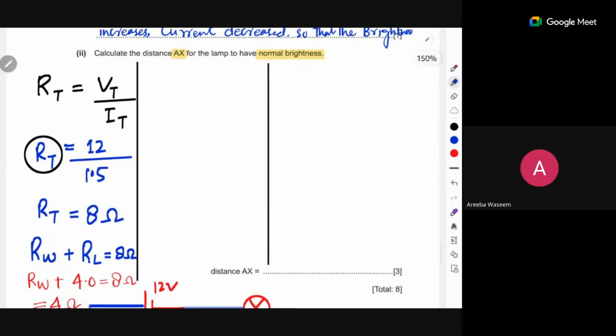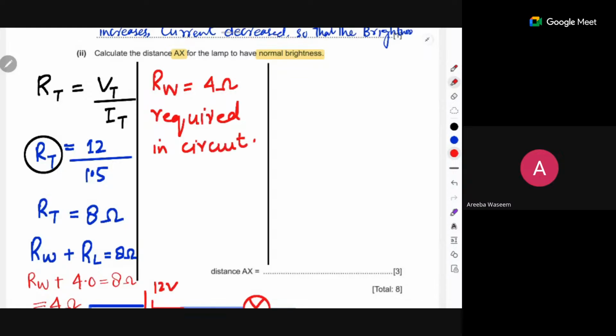Yes, sir. So now your problem is here: the resistance of the wire is equal to 4 ohm required in the circuit. This is what I'm going to write additionally: required in circuit. You got my point?